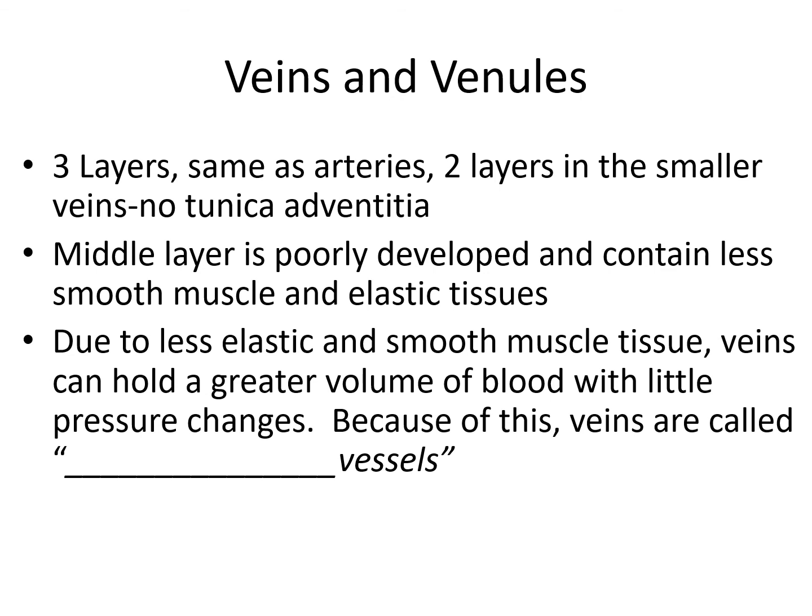So once we've exchanged the oxygen and CO2, we go to the venules and veins that will drain back to the heart. So there are three layers, just the same as the arteries, and two layers in the smaller veins. There's just no tunica adventitia. Remember, that's the outer thick, tough layer.